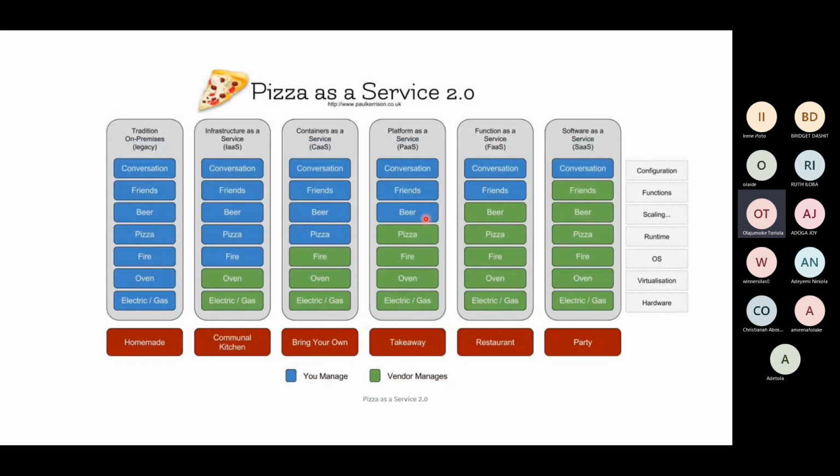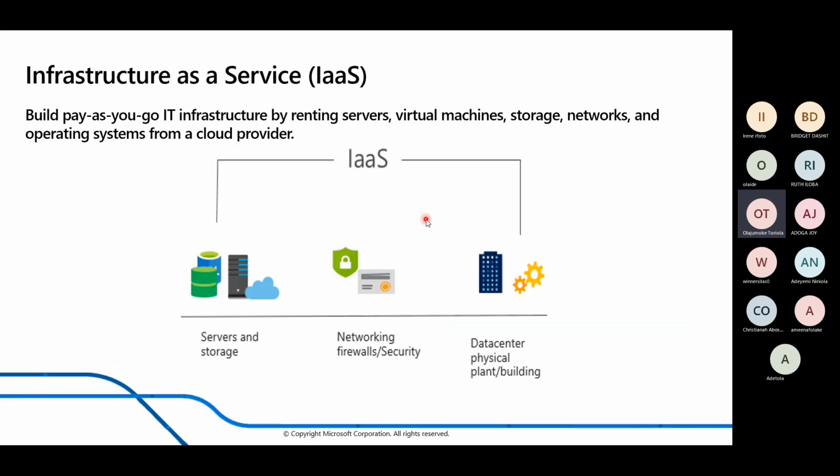So now, understanding pizza as a service, let's break it down more into infrastructure as a service. Infrastructure as a service, build as you go, is a pay-as-you-go IT infrastructure by renting servers, virtual machines, storage, network, and operating system from a cloud provider. So most basic cloud computing services fall into this category. You can instantly bring up computing infrastructure, provision it, and manage it over the internet.